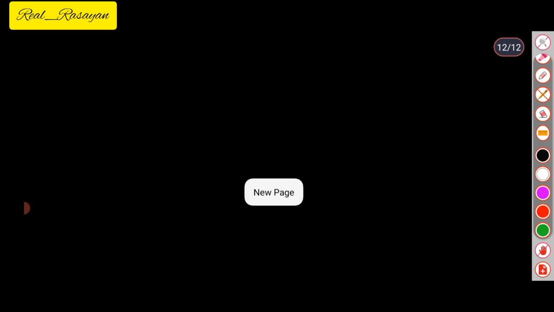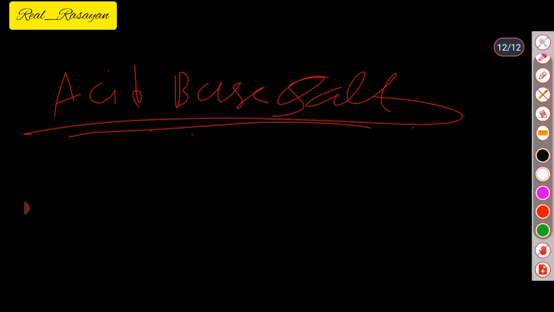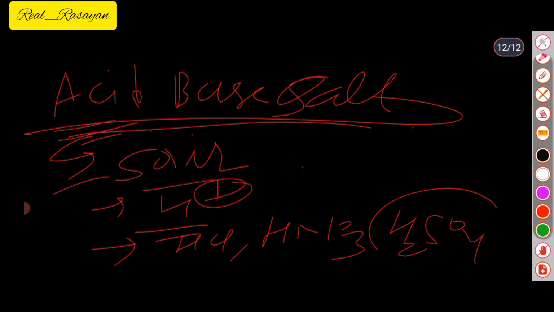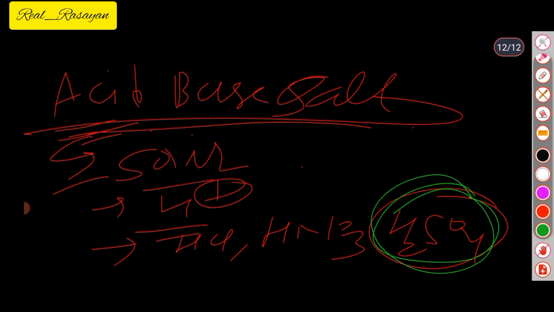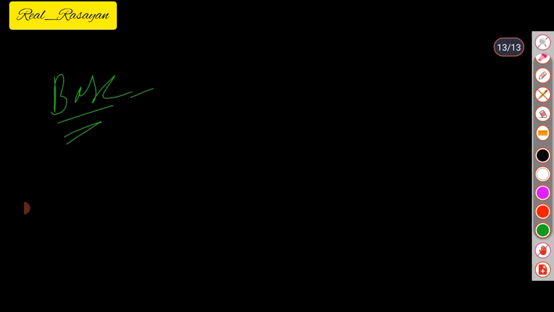Now moving towards the next chapter, that is acids, bases and salts. First is the acid. Concept of acid is they are sour in taste. They have H plus ions in the solution. Some acids are hydrochloric acid, nitric acid and sulfuric acid. Sulfuric acid is the king of acids. Must remember the point. King of the acids is sulfuric acid. And then phosphoric acid, H3PO4. This is a weak acid.